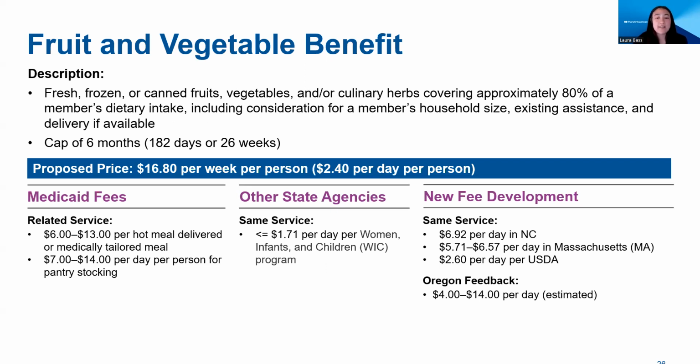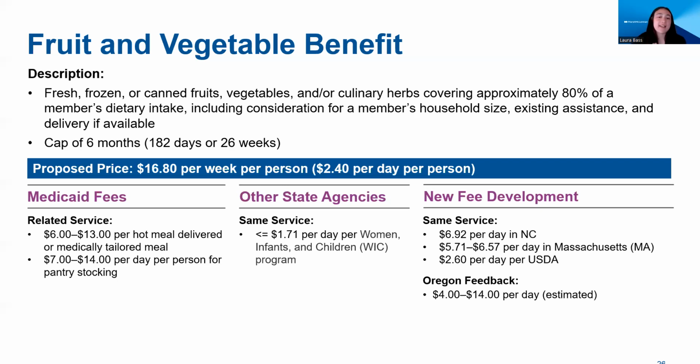We identified the Women, Infants, and Children, or WIC program, and we understand that pays up to $1.71 per day. We found in other states, North Carolina pays $6.92 per day, and Massachusetts has various programs that pay between $5.71 and $6.57 per day. Again, we also gathered feedback from entities in Oregon beyond our research, and that indicated anywhere from $4 to $14 per day for this service.